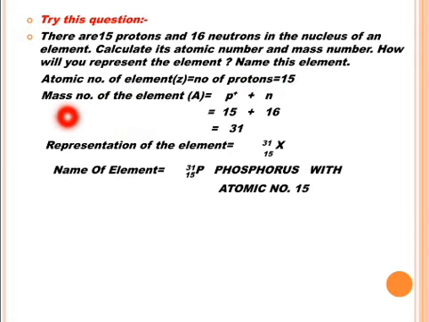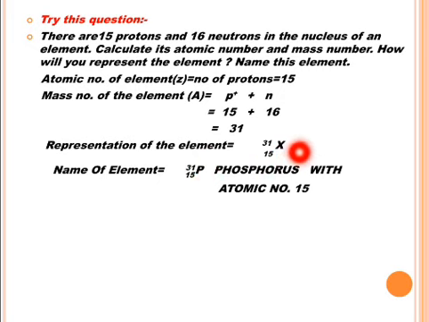See how we can calculate the mass number. The mass number of this element is calculated by using this relation: A is equal to number of protons plus number of neutrons. As the number of protons, 15, is given in this statement, and the number of neutrons, 16, is also given in this statement, by adding the number of protons with the number of neutrons, we can get the mass number of this element, that is 31.